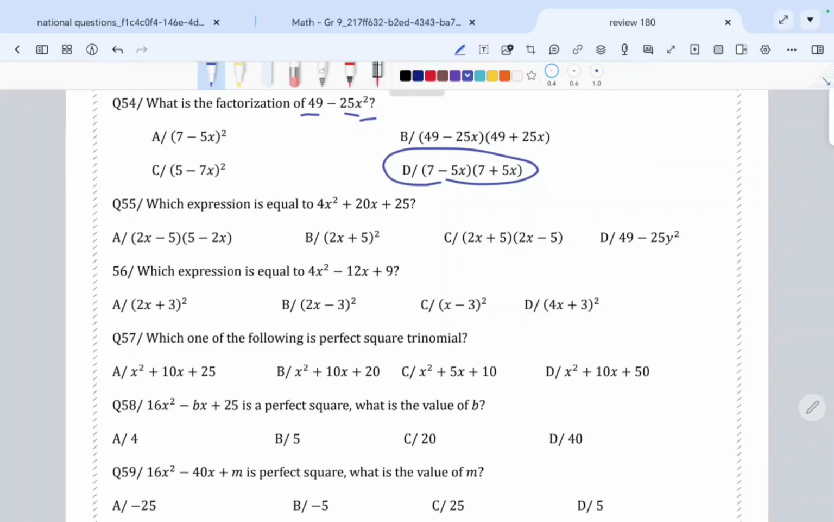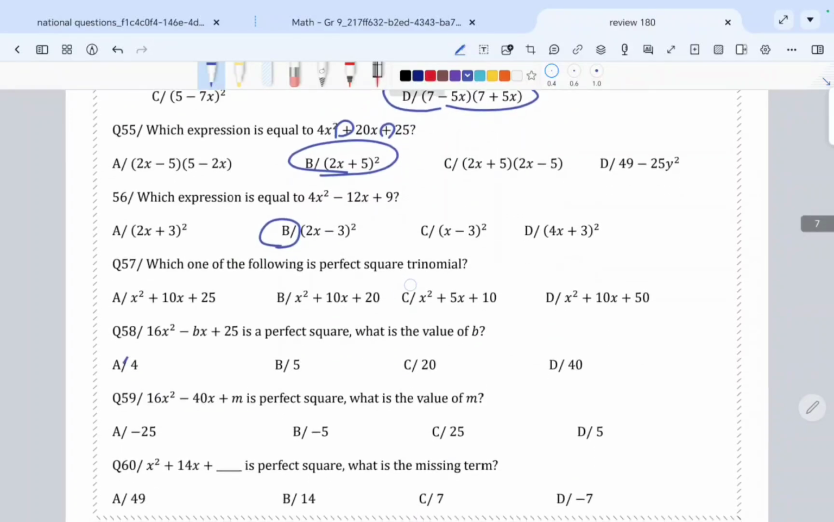Question 55. Which expression is equal to 4x power 2 plus 20x plus 25? B is the correct answer, since both of them are positive. Okay. Which expression is equal to 4x power 2 minus 12x plus 9? It's 2x minus 3 power 2.